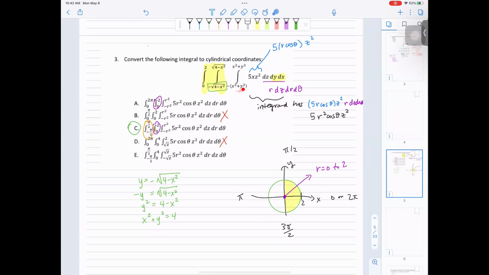All right, what about the z? Z goes from negative of this thing to positive of this thing. If we're keeping things in dz, dr, d theta, what if I just convert the bounds to cylindrical coordinates? What is x squared plus y squared in cylindrical coordinates? It's r squared, right? And up here, x squared plus y squared is also r squared. So those are our bounds.